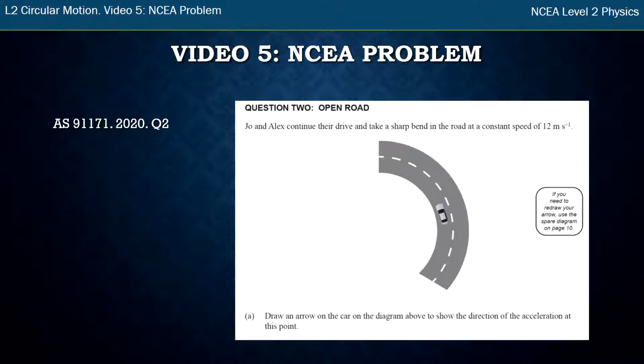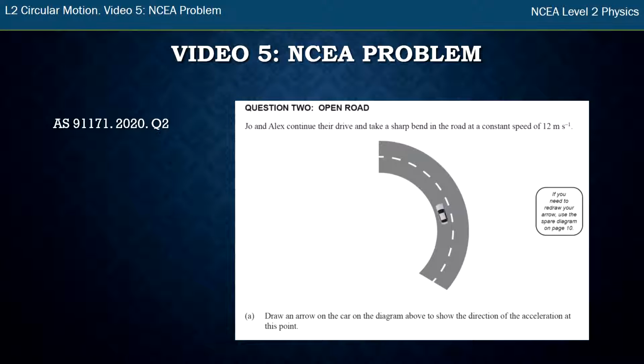So Joe and Alex are continuing their drive and take a sharp bend at a constant speed of 12 meters per second. So first of all, I look at this problem, and even though it's only part of a circle, it's still a circular motion problem. I don't need a full circle to be analysing it through the physics of circular motion.